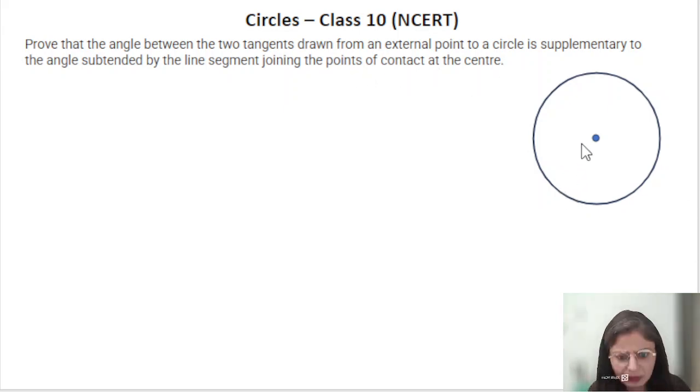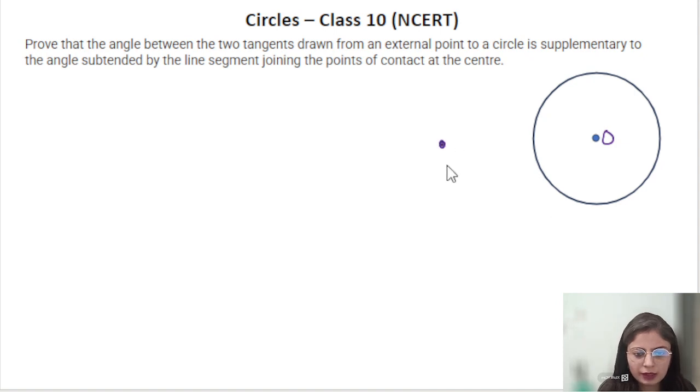So इसके लिए हमें एक फिगर ड्रॉ करना होगा. I have a circle here. Let's mark its center as O. So this is the center of this circle. So एक external point ले लेते हैं. This is my external point. I'll mark this point as P. And from this external point, I'll draw two tangents to this circle. Okay, so my first tangent is this.